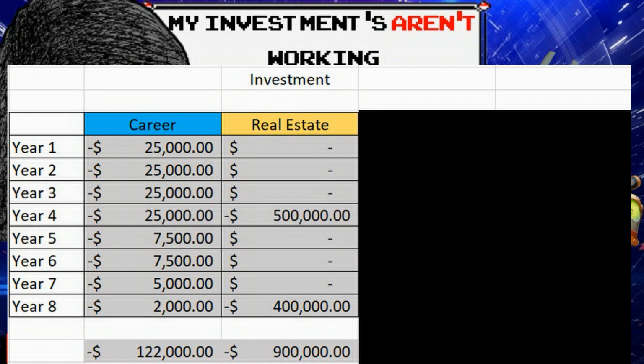By the time year 8 rolls around, you have enough equity in your first real estate investment for you to go out and get a second property, for example.